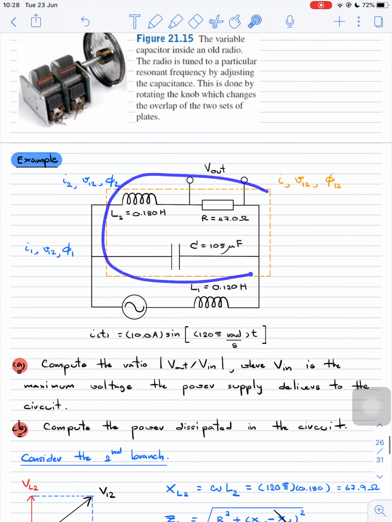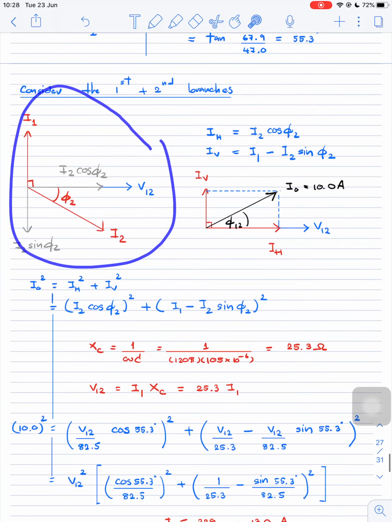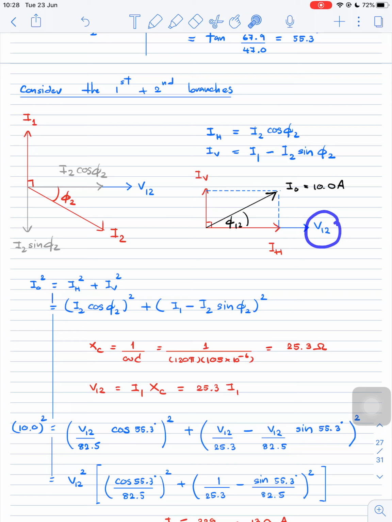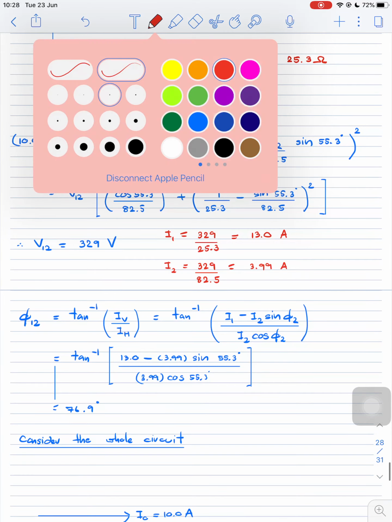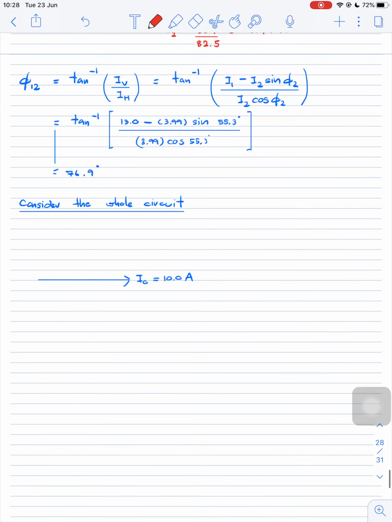Now for this group, it is this phasor diagram. You can see that the V12 is lagging the current by the phi12. So in this case, the V12 will point to this direction. This will be the V12, and this angle is going to be equal to the phi12 as well.